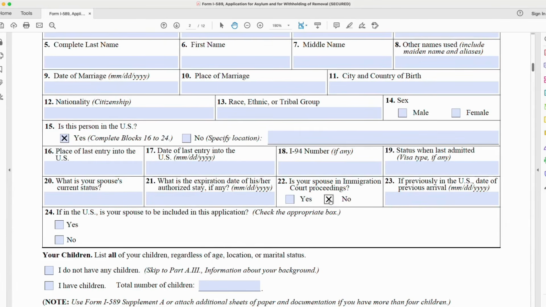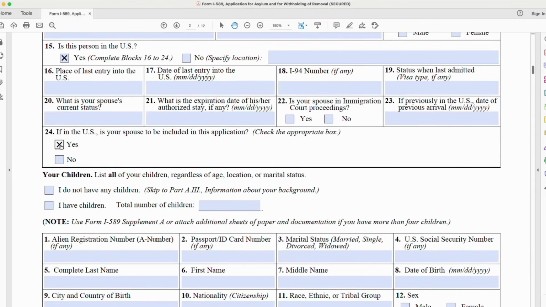On question 23, if your spouse had previously entered the United States before this most recent entry, write that date here. On question 24, if your spouse is in the United States and you would like to include them in your application, then select Yes. If not, select No. Most people include their spouse, even if their spouse is filing their own asylum application, so they check Yes.